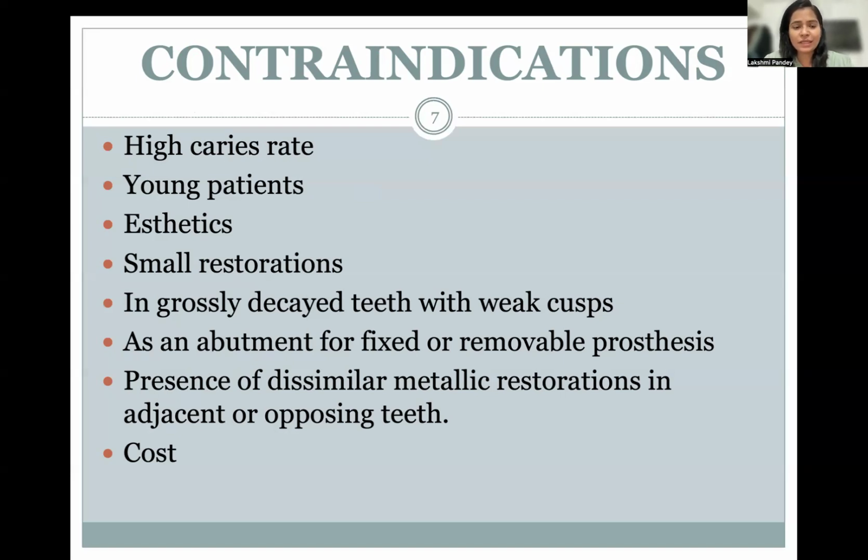Aesthetic purpose, obviously. For small restorations you should go for GIC or composites rather than cast metal restoration, which is very technique sensitive and takes more time for fabrication. In grossly decayed teeth with weak cusps, obviously you need the underlying cusps to be strong to hold the restoration. If you're using an abutment or a fixed prosthesis, in the presence of dissimilar metallic restoration, you have to be very careful about galvanic shock. If gold is present, you should always avoid it. Another contraindication is cost.